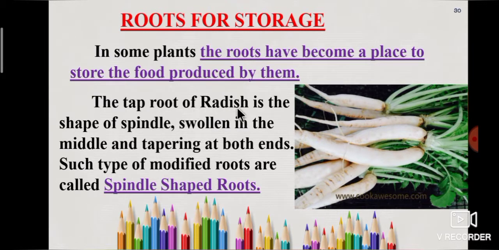The taproot of radish is in the shape of a spindle, swollen in the middle and tapering at both ends. Such type of modified roots are called spindle-shaped roots.